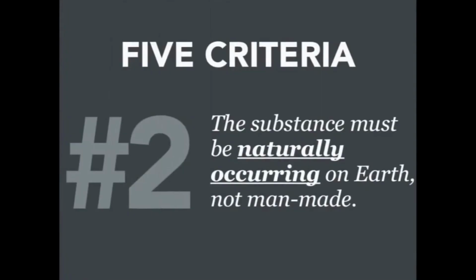Number 2, the substance must be naturally occurring on Earth. This means it cannot be man-made. So for example, plastic is not considered a mineral because it doesn't exist naturally. It's created by humans. Must be naturally occurring.